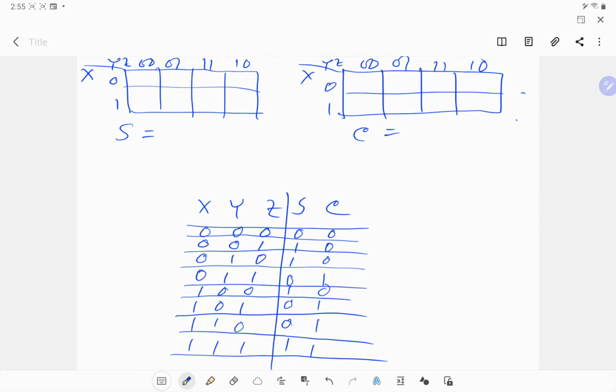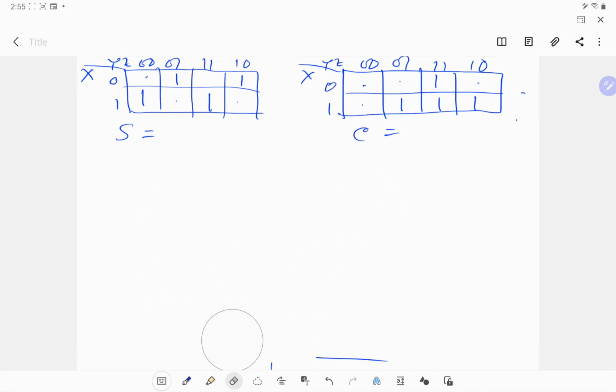So for S we have 0 1 1 0, then 1 0 0 1. For C we have 0 0 0 1, 0 1 1 1. Okay, so then we don't need the truth table anymore.